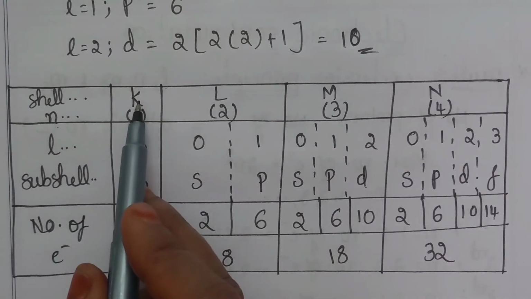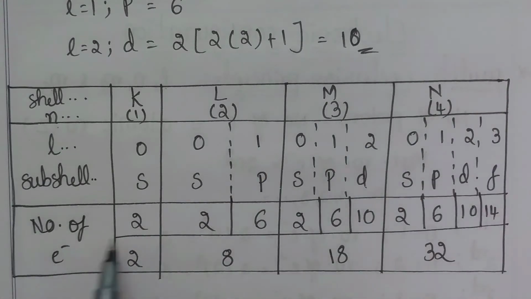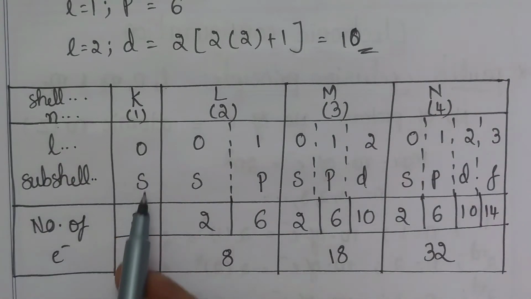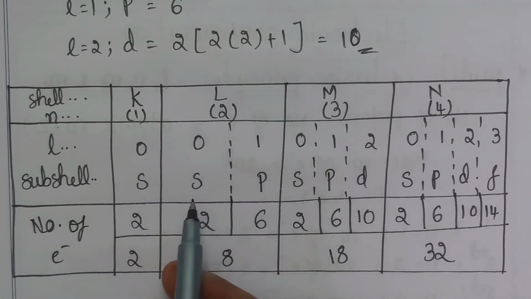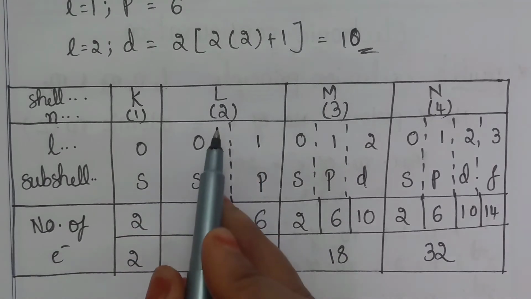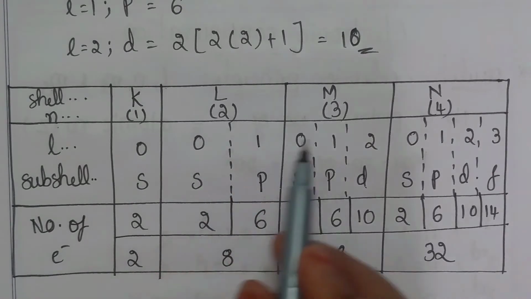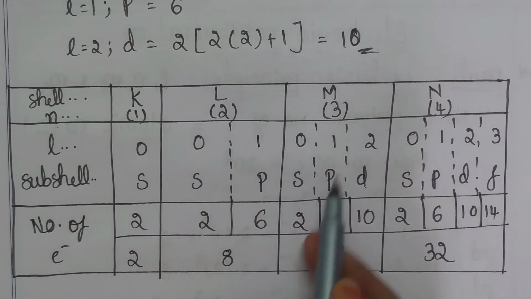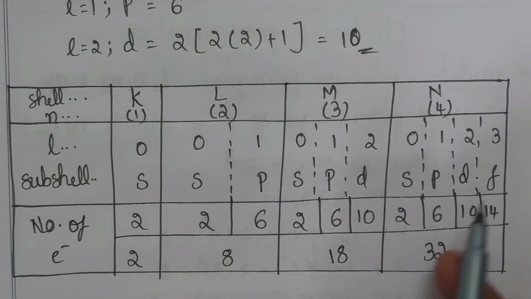For n is equal to 1 it is K, 2 it is L, 3 it is M, and 4 it is N. For L is equal to 0 it is the S subshell, and for 1 it is P. For n is equal to 2, this is clear in the table. For L is equal to 0 it is S, 1 P, and 2 D. This continues in the next column.